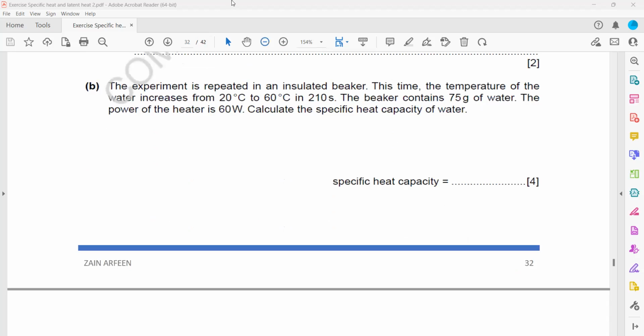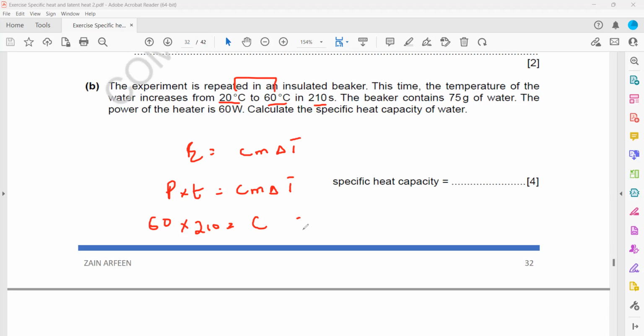Next, we need the specific heat capacity when the temperature changes from 20 to 60 in 210 seconds. So energy is c m delta T. When the temperature change is there, energy is power times time, equal to c m delta T. Power is there, which is 60, time 210. Specific heat we don't know. Mass is 75 and the temperature change is 60 minus 20.